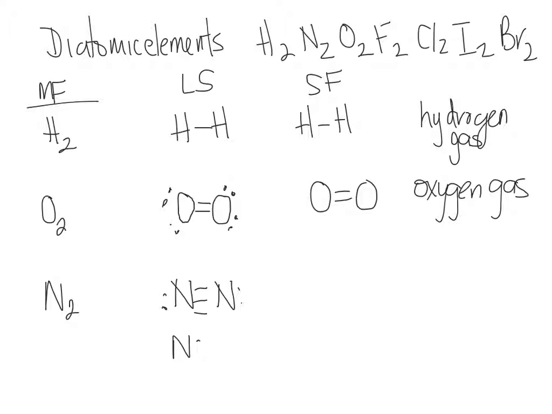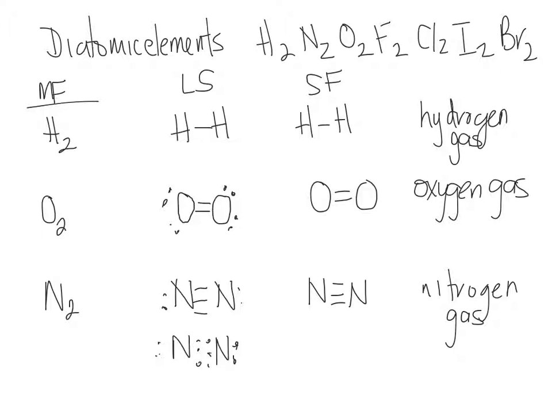You could also draw it like this, because that gets messy, right? It gets messy. So nitrogen, structural formula. Doesn't show lone pairs of electrons. This is called nitrogen gas. Any questions so far?